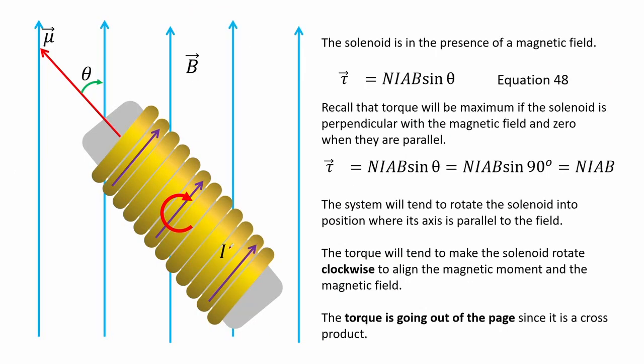Here we have a solenoid in the presence of a magnetic field. Recall that torque will be maximum if the solenoid is perpendicular with the magnetic field and 0 when they are parallel. The system will tend to rotate the solenoid into a position where its axis is parallel to the field. The torque will tend to make the solenoid rotate clockwise to align the magnetic moment and the magnetic field. The torque is going out of the page since it is a cross product.